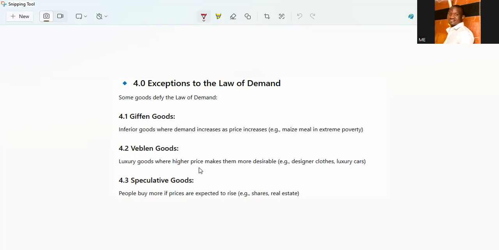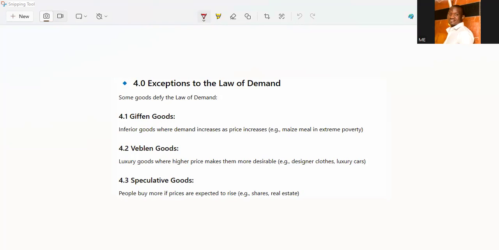We also have speculative goods. People buy more if prices are expected to what? To go up. So like shares, real estate, people buy more of these when prices are expected to go up. So these are the only goods that will defy the law of demand.